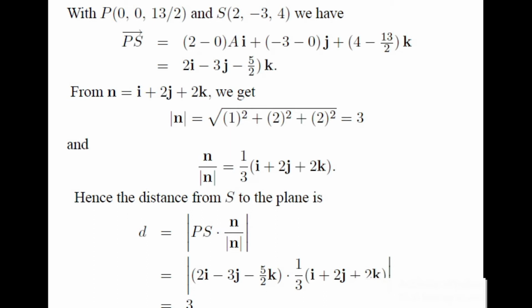What is vector PS? Vector PS is 2i - 3j - 5/2 k. So, we substitute here the dot product with n/|n|, which is 1/3 times (i + 2j + 2k). We substitute here: i dot i is 1, i dot j is 0 and so on. So with all that information, we can simplify this to 3. So the distance is 3.